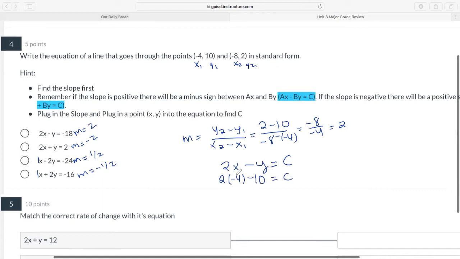So I plugged in the X and the Y, the first X and Y. 2 times negative 4 is negative 8. Minus 10 equals C. So negative 8 minus 10 is negative 18. So that's why the C value is negative 18. So my answer would be A.